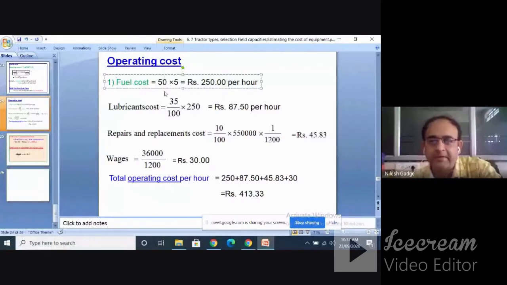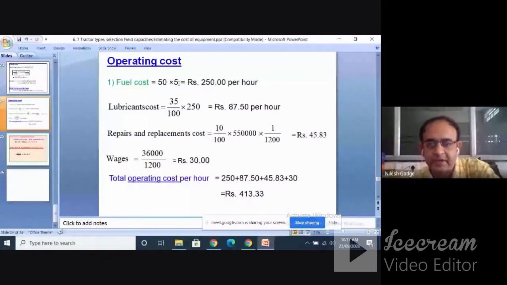It is just 50 multiplied by 5, because the rate is given. The fuel consumption, meaning how many liters of fuel are needed per hour, is 5 liters per hour, and the rate is given as 50. So 50 multiplied by 5 will be 250 rupees per hour. Then the lubricant cost.